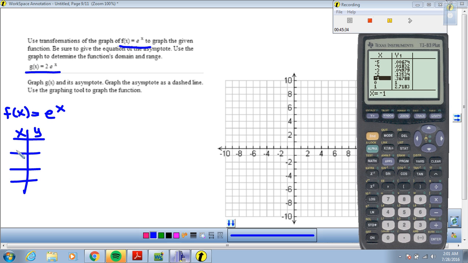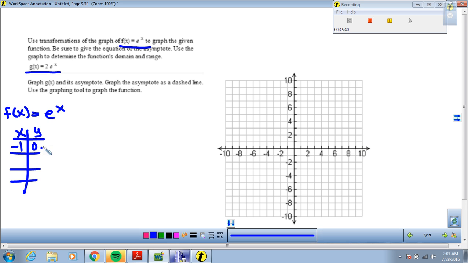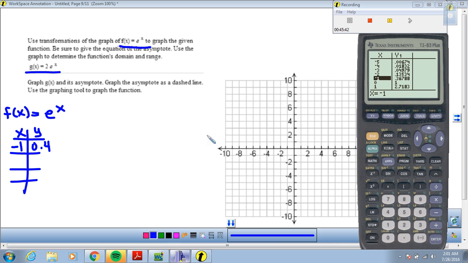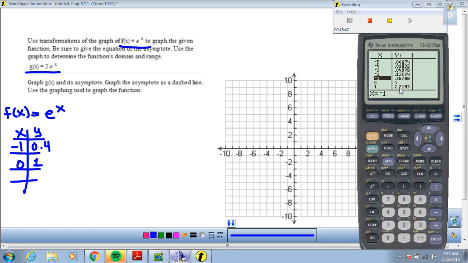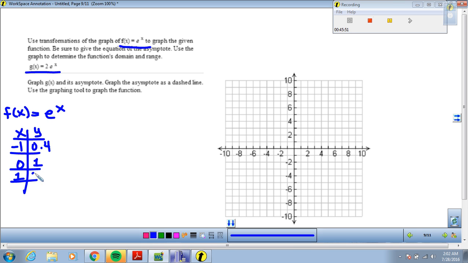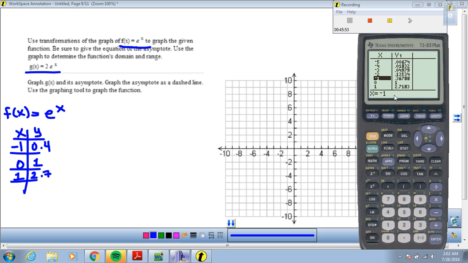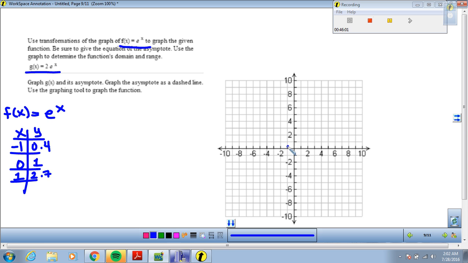So negative 1, and I'm going to estimate it with 0.4, 0, 1, and 1 with 2.7. The graph has to look like that. So negative 1, 0.4, more or less right there, 0, 1, 1, 2.7. So let's say right there. Connect them.